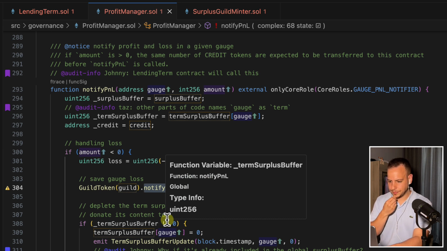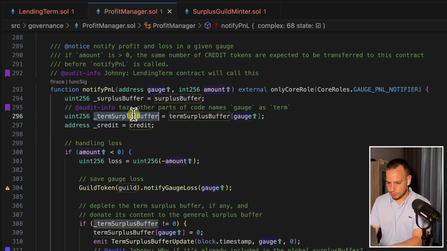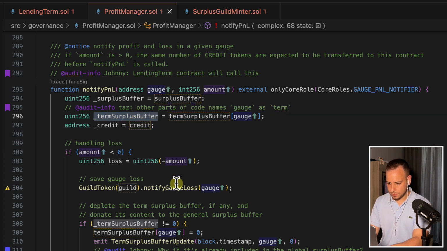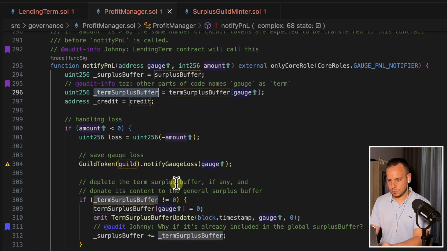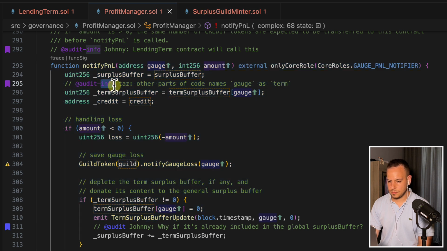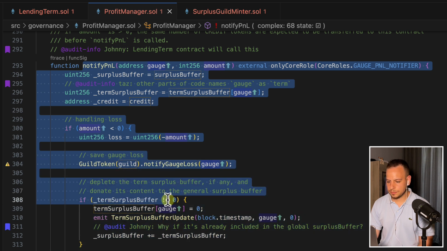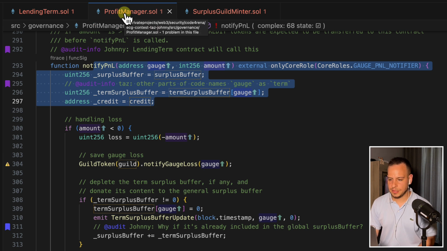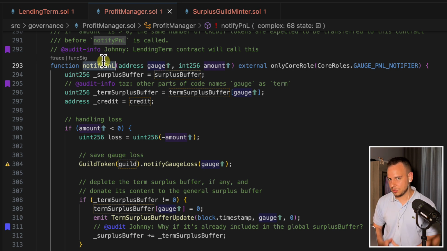Okay. Surplus buffer and term surplus buffer, I think they are incremented when a user stakes credit into surplus guild minter. It will call into Profit Manager, pull the credit tokens into the Profit Manager, and it will keep account of how much credit tokens came in. So that's surplus buffer and term surplus buffer. So this Profit Manager contract is, just to clarify, holding credit tokens in balance. It's a contract that holds these tokens.